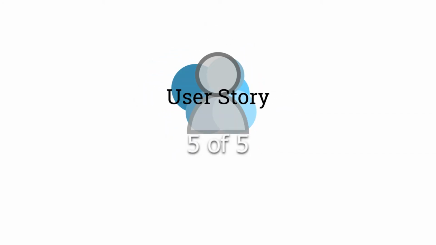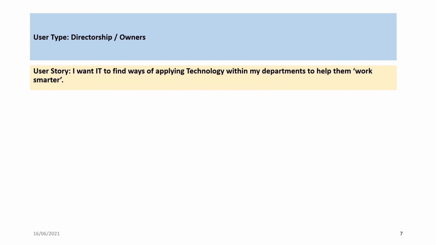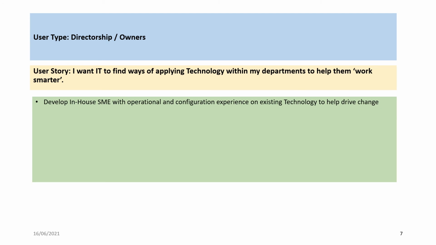User story 5 of 5. The last user type we're looking at is the director owner. Bosses. So their user story is, I want IT to find ways of applying technology within my departments to help them work smarter. For this, there is a need to develop in-house subject matter experts with operational and configuration experience on existing technology to help drive change.